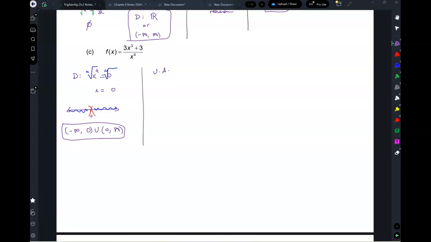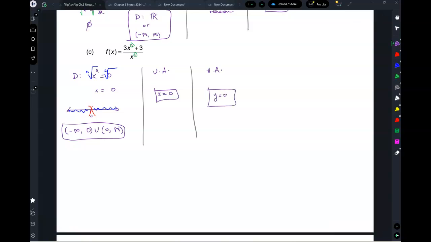Vertical asymptote, it's where the denominator equals 0. What value is that? 0. It's exactly the same as that. Okay? So it's just x equals 0. Horizontal asymptote. Well, there is one. Because you have lower on top, higher on the bottom, so y equals 0.